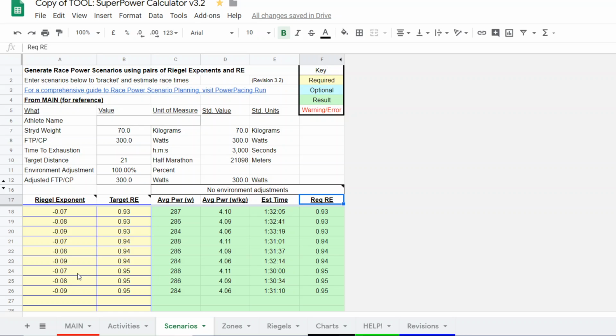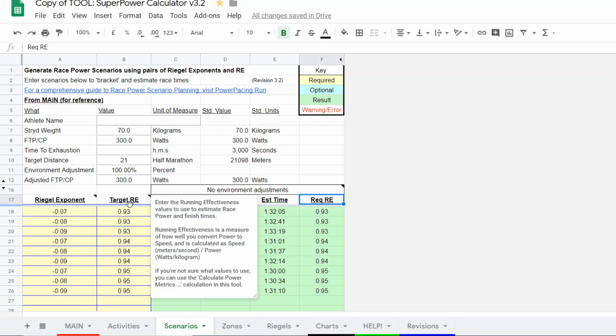So again, when you're estimating power, pick a couple of Riegel exponents based on that chart that we provide, or if you know your history with Riegel exponents, then use those. But bracket a couple, not 3. You try to get down to 2. That way your spread is a little bit less. And then you could bracket several different running effectiveness.